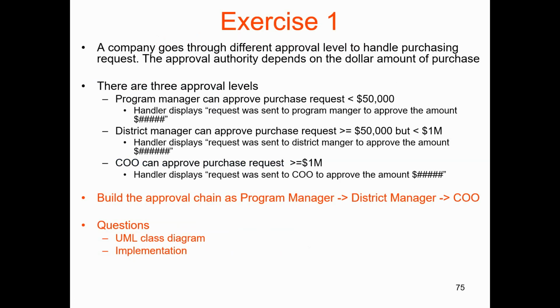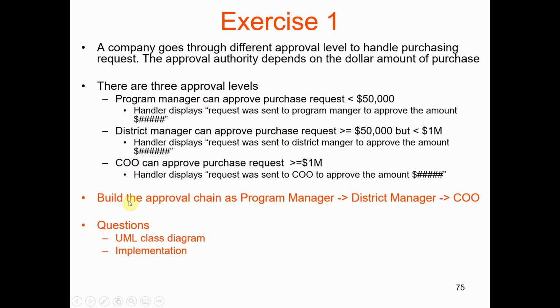Let's work on this exercise. Here, a company goes through different approval levels to handle purchasing requests. The approval authority depends on the dollar amount of the purchase. So there are 3 levels. The program manager can approve purchase requests less than 50,000. The manager can approve requests more than 50,000 but less than 1 million. If there is any purchase request more than 1 million, then the COO is the one who approves it.